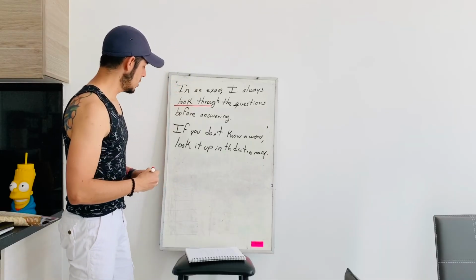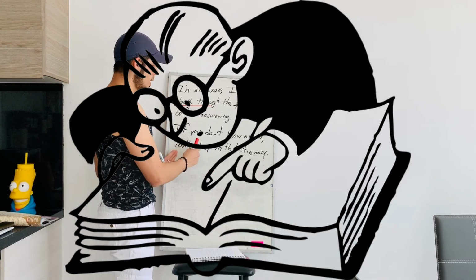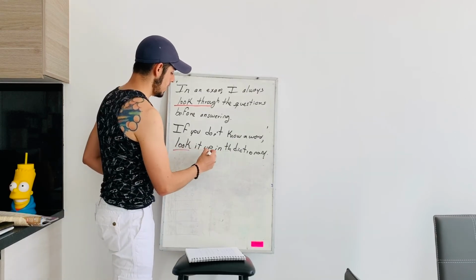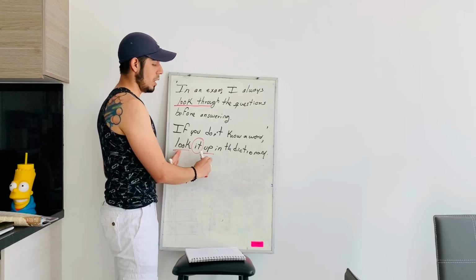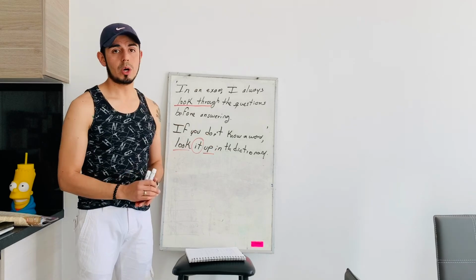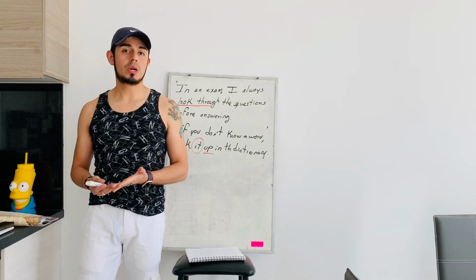And finally, look up. If you don't know a word, this is pretty much similar to look for. If you don't know a word, look it up in a dictionary. Again, this is a conditional. Look for it in a dictionary or look it up in a dictionary. So look it up. Pay attention to this. This is a separable phrasal verb, so I'm writing the object pronoun in the middle of look and up, which is the verb and the preposition. And in this case, look up is to find information in a book or a list.